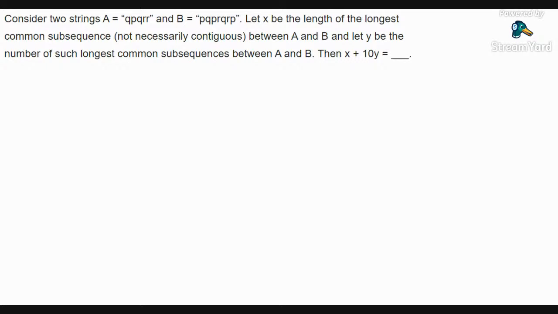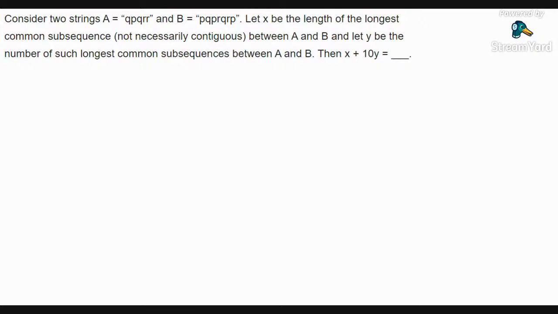Now see the difference between X and Y. X is the length of the longest common subsequence, and Y is nothing but the number of such longest common subsequences. So it is asking X plus 10Y. First, we will compute the value of X, and later on we will compute the value of Y, and we will evaluate this expression. If I just see without computation or without forming that table, I can conclude whether the length of the longest common subsequence is 5 or not.